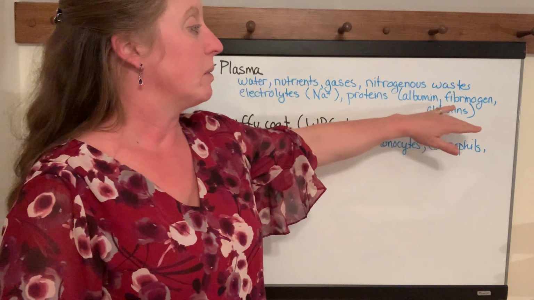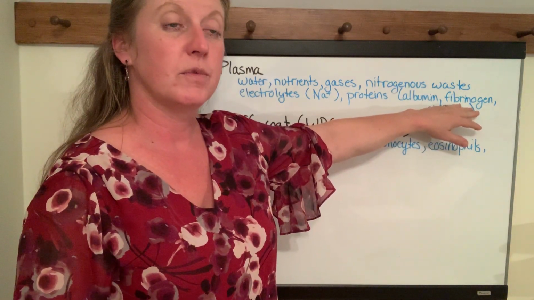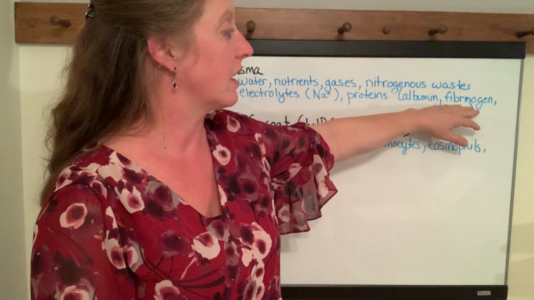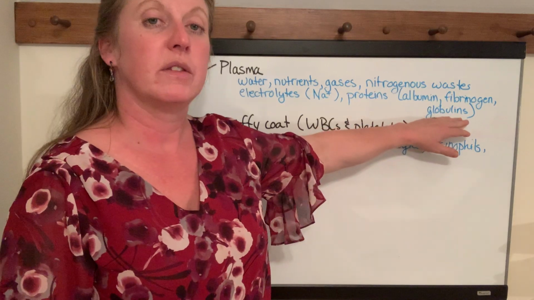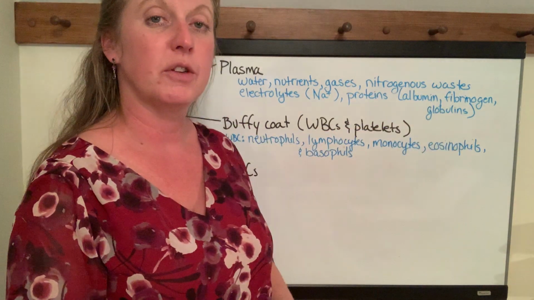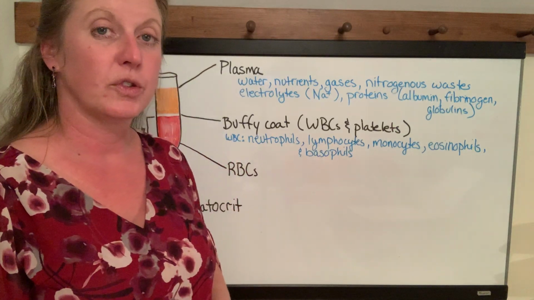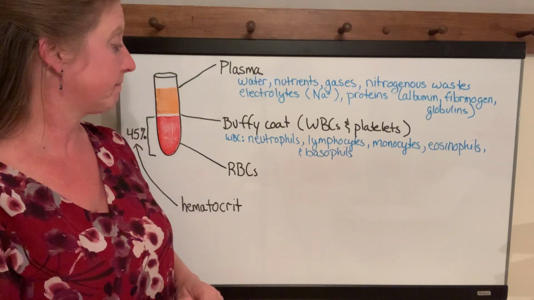In addition to albumin, we have fibrinogen, which is the precursor to forming blood clots. So we'll get to that in this topic later on. And finally, globulins, which is short for immunoglobulins, which is another term for antibodies. Those are circulating in the blood, and we'll get to talk about those when we get to the immune system.